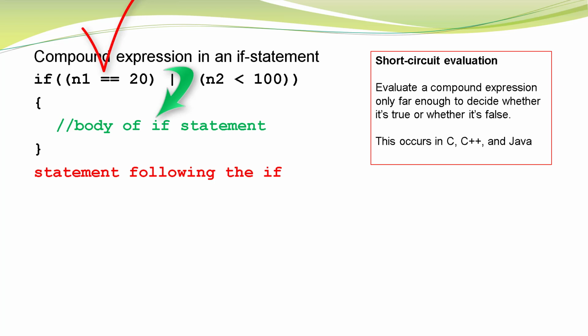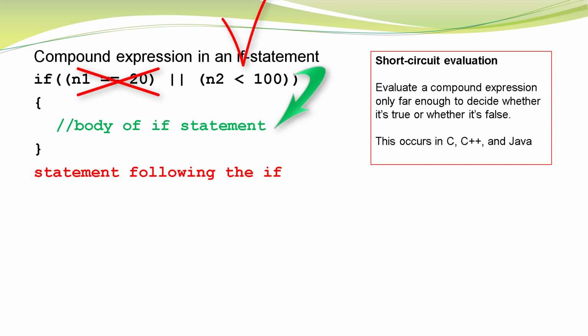On the other hand, if N1 is not equal to 20, we still have the possibility of the whole if being true. That is, if N2 is less than 100, the whole if is true because of the OR operator. That means we have to check that condition to know for sure whether or not the if is true.